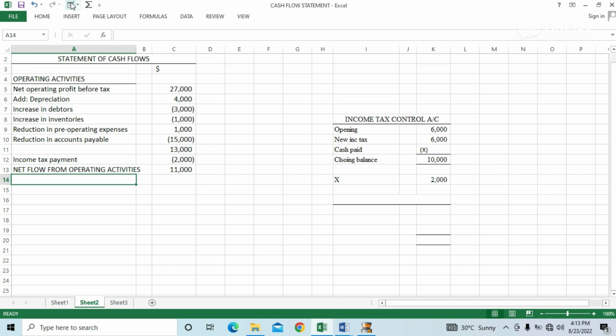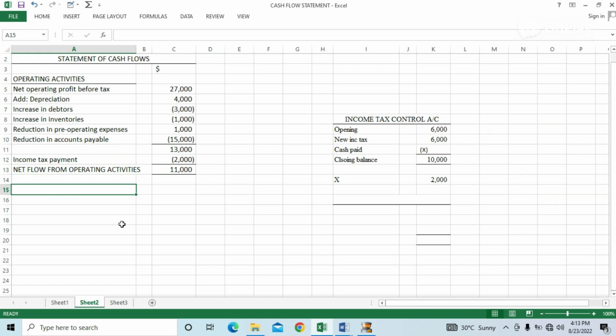Yeah, I'll just use the border to underline it. Regardless of the approach that you use, whether you use the direct method or the indirect method, you have the same closing balance for the net operating activities.